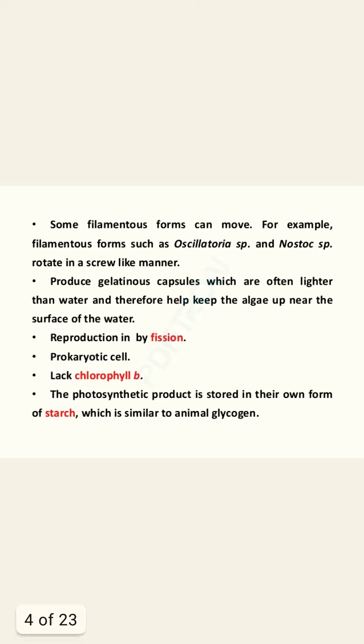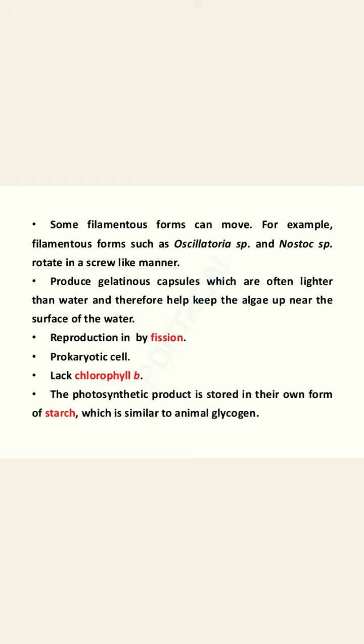Some filamentous forms can move, for example, filamentous forms such as Oscillatoria sp. and Nostoc sp. rotate in a screw-like manner, produce gelatinous capsules which are often lighter than water and therefore help keep the algae up near the surface of water.